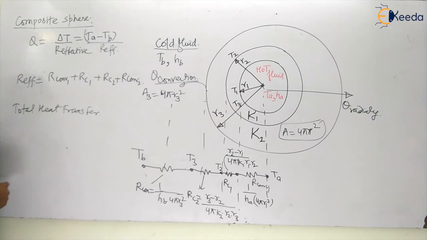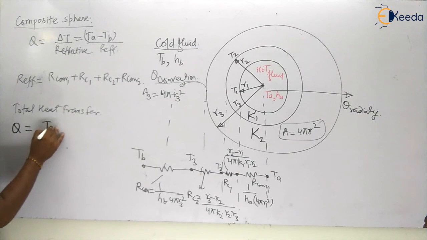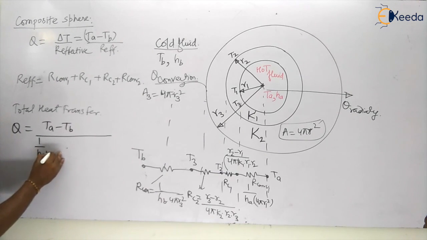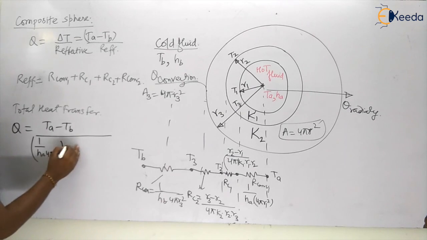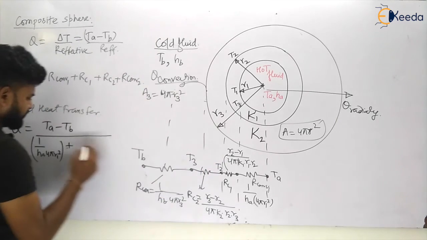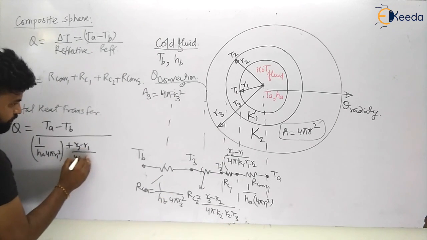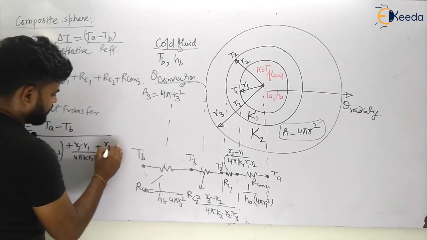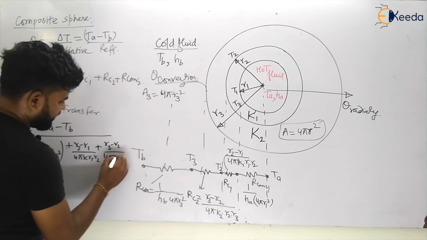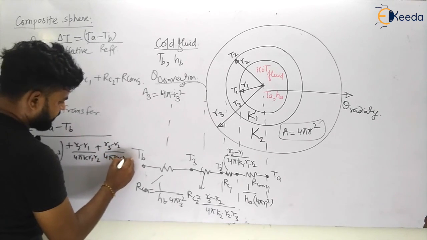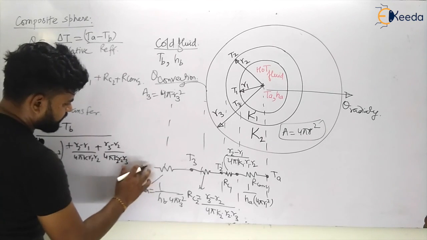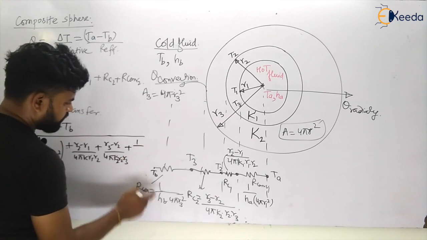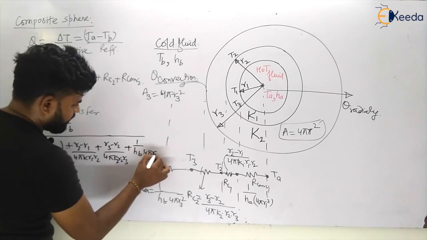So this will be nothing but Q is equal to delta T, TA minus TB, divided by 1 upon HA into 4 pi R1 square, very good, plus second resistance R2 minus R1 divided by 4 pi k1 R1 R2, plus third resistance, this is R3 minus R2 divided by 4 pi k2 R2 R3, plus fourth resistance, which is your 1 upon HB into 4 pi R3 square, my dear students.